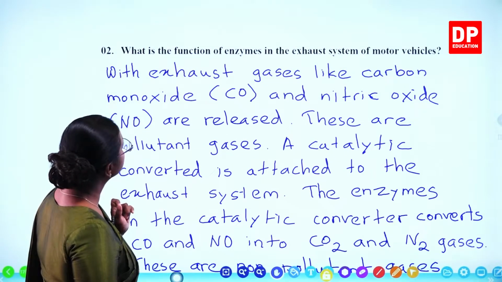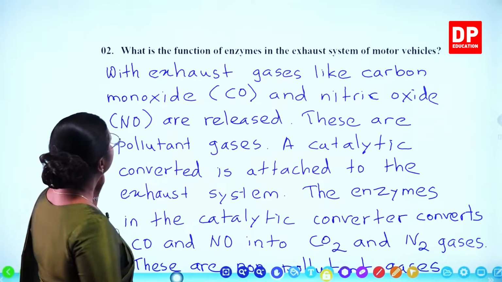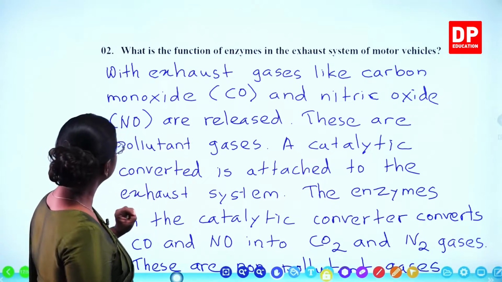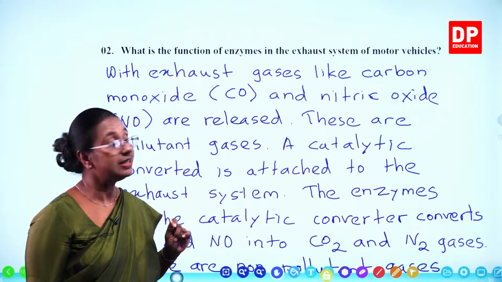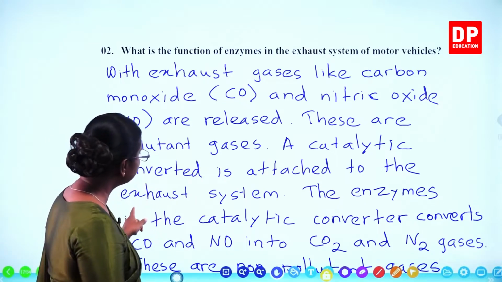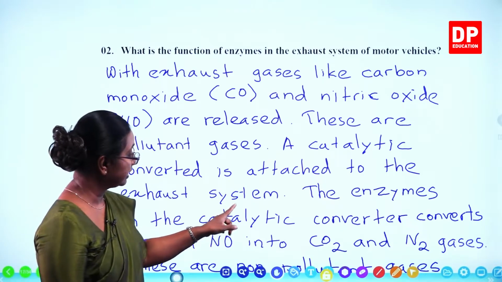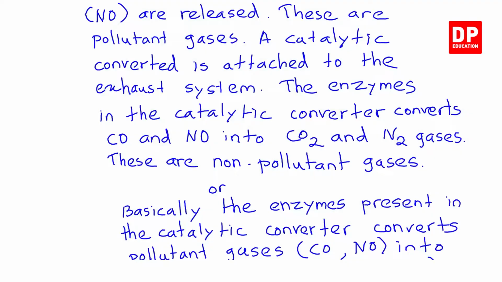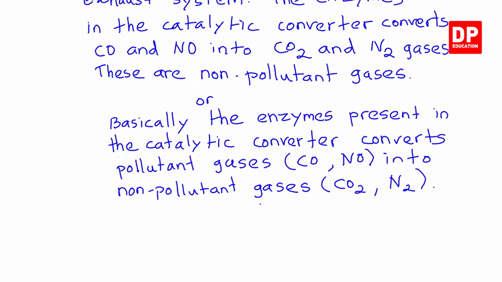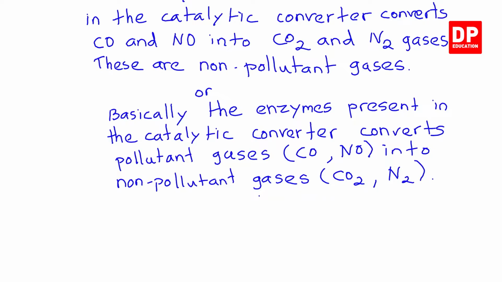So here you can see what is the function of enzymes in the exhaust system of motor vehicles. Exhaust gases like carbon monoxide and nitric oxide are released. These are pollutant gases. A catalytic converter is attached to the exhaust system. The enzymes in the catalytic converter convert carbon monoxide and nitric oxide into carbon dioxide and nitrogen gases. These are non-pollutant gases. Or you can say, basically the enzymes present in the catalytic converter convert pollutant gases, that is carbon monoxide and nitric oxide, into non-pollutant gases, that are carbon dioxide and nitrogen gas. So that is what you need to explain there.